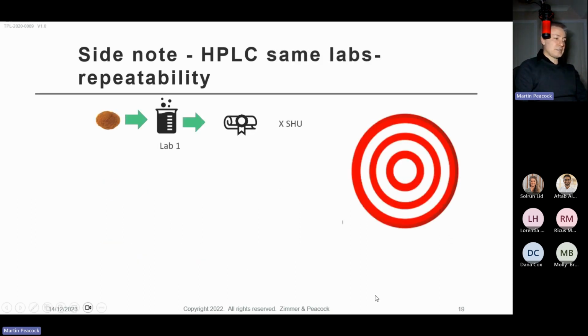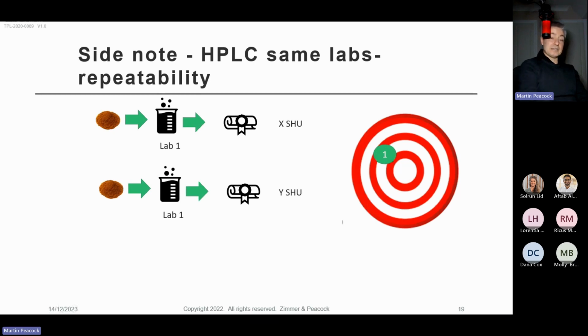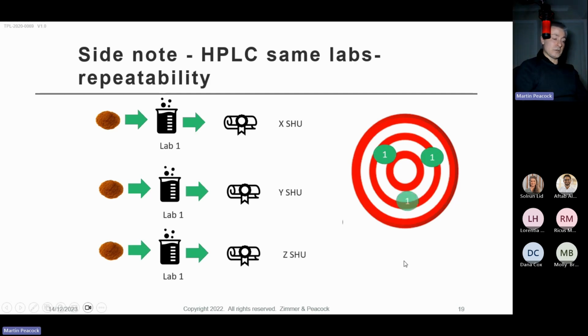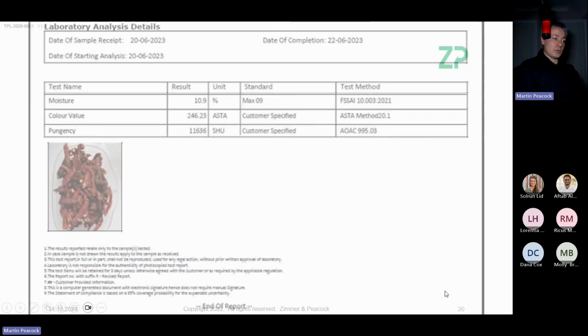This is a test that I have seen people do. They take the same sample, they send it to the lab, they get a result. They then, a month later, send the same sample to the lab and get a result, but it's different from the first result. And then they send the same sample to the same lab again and get a different result again. So be careful, because people do hold these HPLC certificates of analysis as like the gold standard, but nobody's ever really questioning what's actually happening.